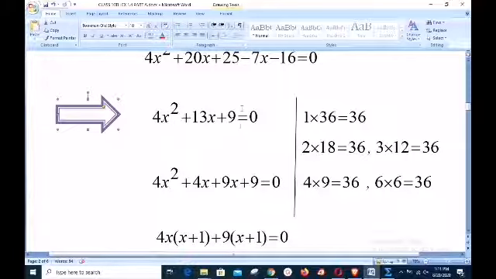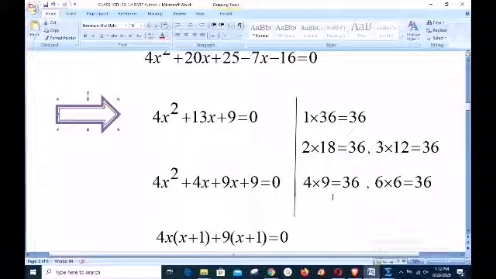What to do in that? The constant number 9 is to be multiplied with the coefficient of x square, that is 4 into 9 becomes 36. So all possible pairs of factors of number 36 are written here, that is 1 into 36, then 2 into 18, then 3 into 12, next we have 4 into 9, and the last one possible over here is 6 into 6. By looking at the middle term, that is plus 13x, only one out of all these is the suitable one, and that is 4 into 9 is equal to 36.